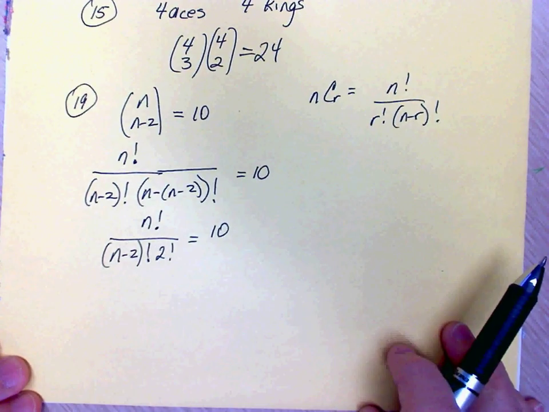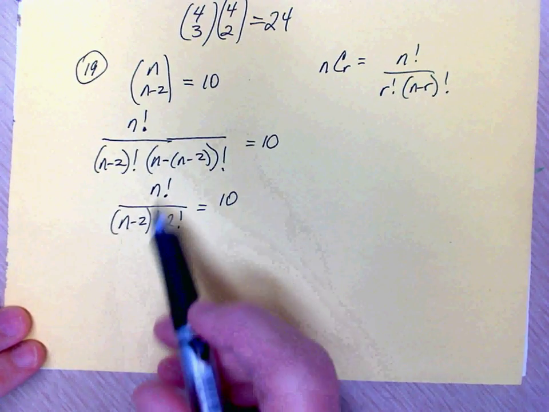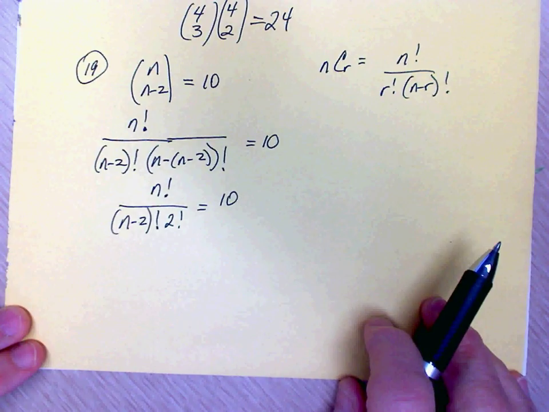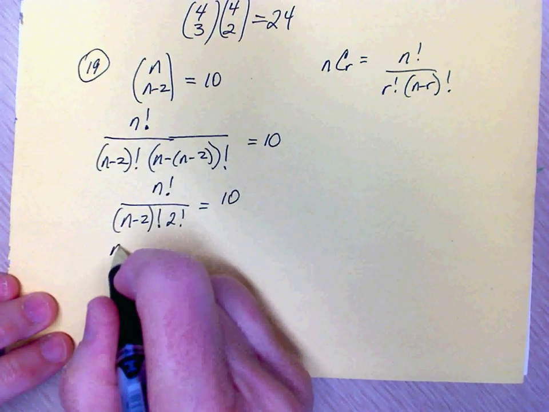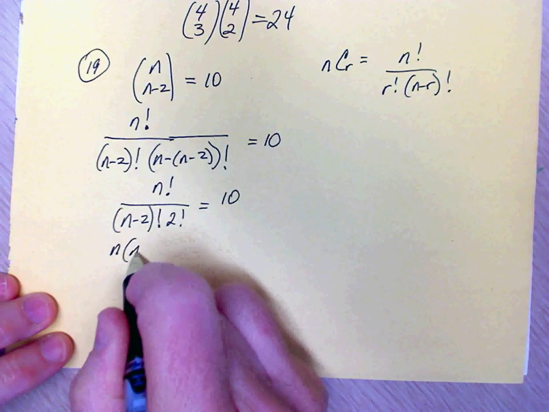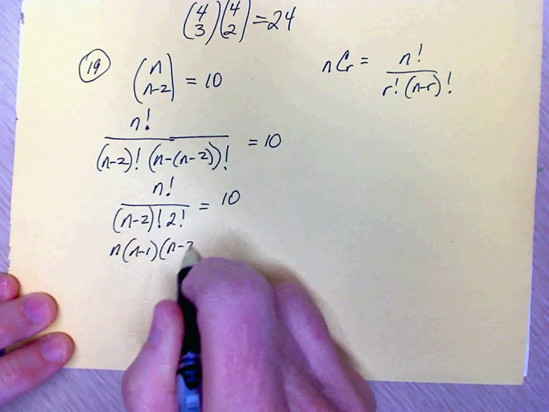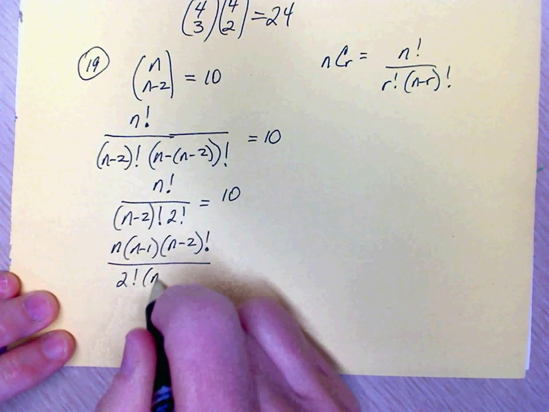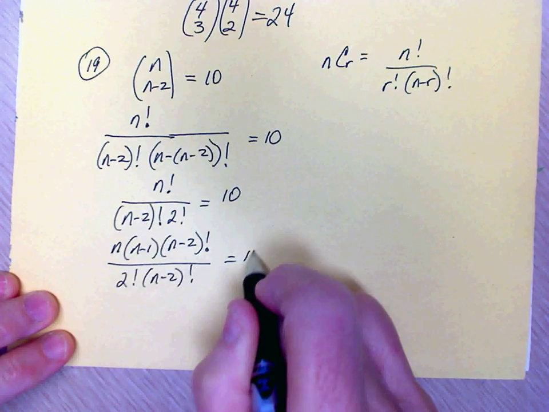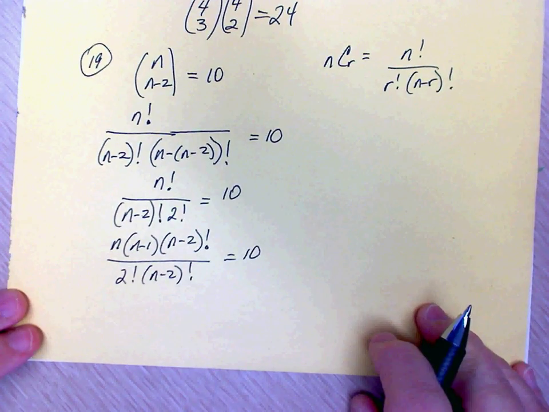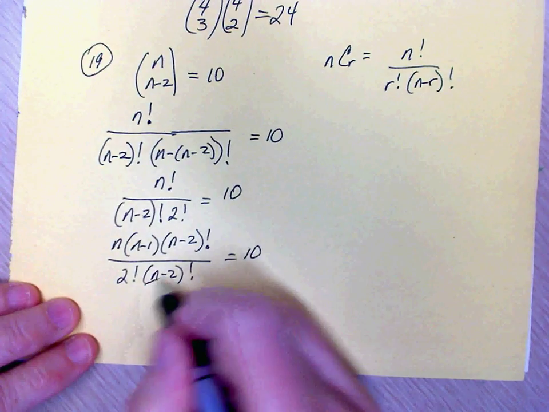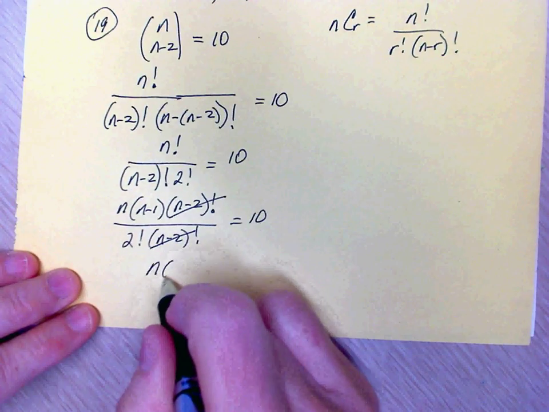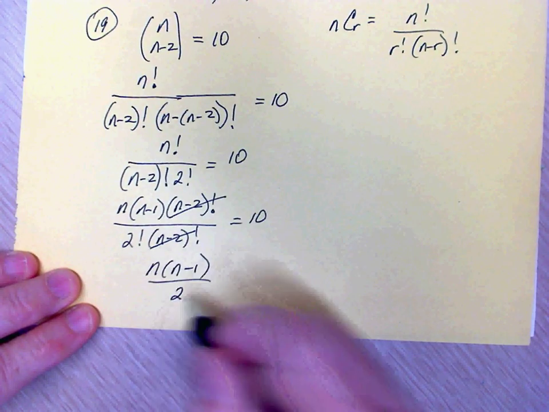So just like before when we did permutations, I'm going to bring the numerator down to the denominator so I can divide things out. So the numerator I'm going to write as n times n minus 1 times n minus 2 factorial all over 2 factorial times n minus 2 factorial. I just changed the order, but that doesn't change anything. Now I can divide this out, right? Those divide out. So I'm left with n times n minus 1 over 2. 2 factorial is 2, that equals 10.